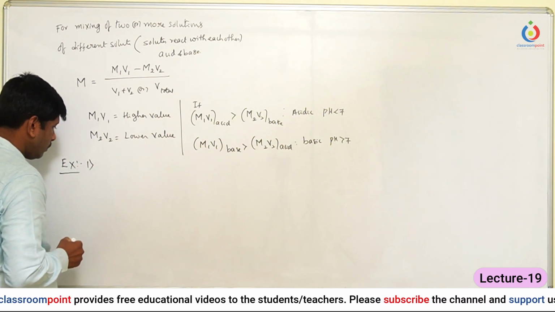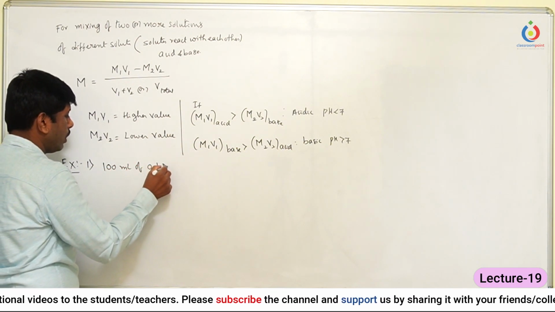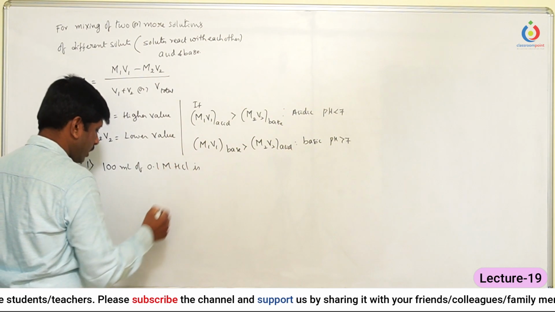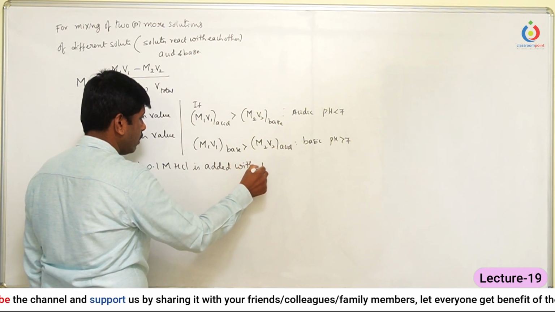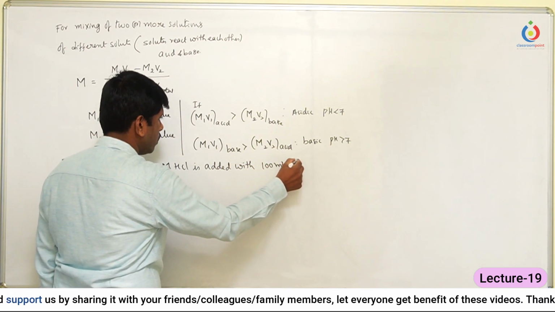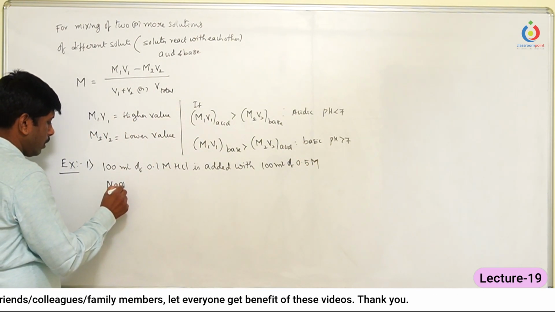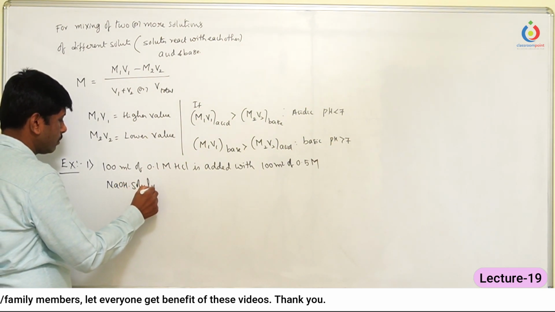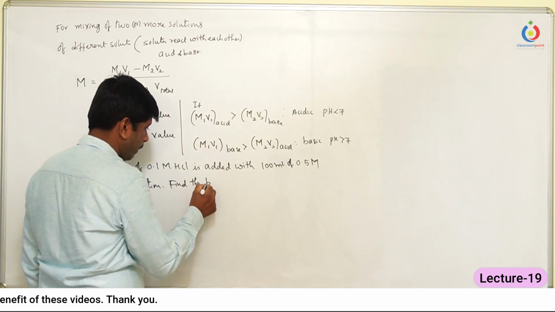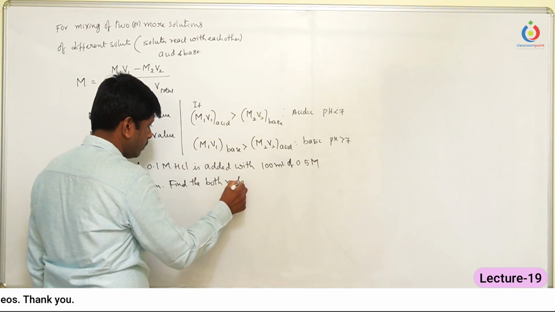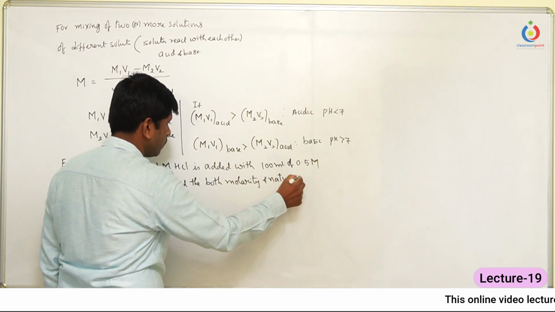Example: let us take 100 ml of 0.1 M HCl added with 100 ml of 0.5 M NaOH solution. Find both the molarity and the nature of the final solution.